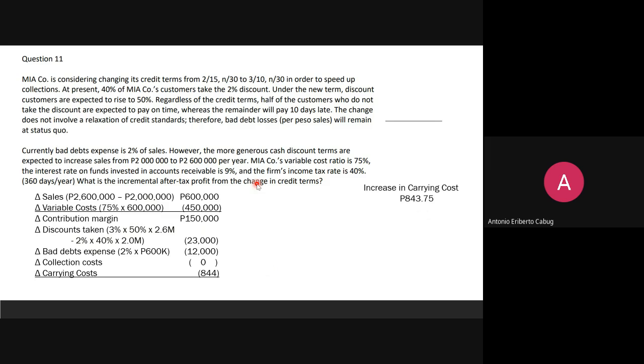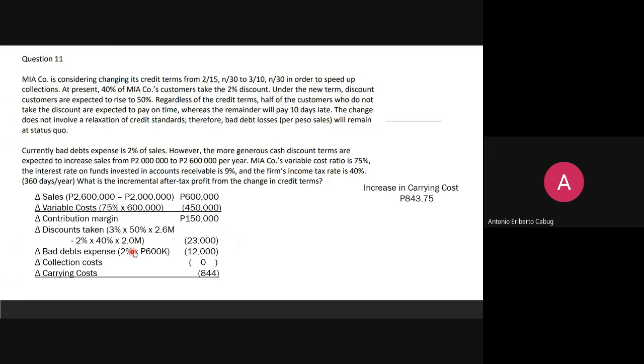That's 39,000, no? Minus 16, tama? Okay. 39,000 minus 16,000 is 23,000. The discounts taken will now be 39 from 16. Tataas ng 23,000.